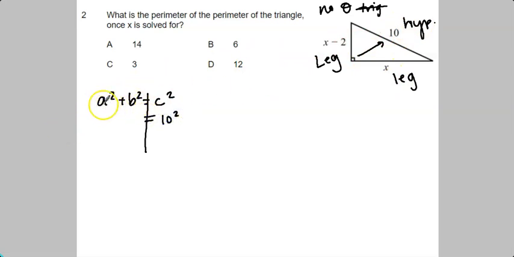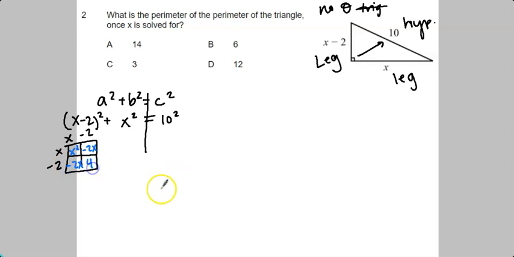Now be careful. When we go to square, we're going to need to do x minus 2 squared plus, and then this x is also going to be squared. So set this up, x minus 2, x minus 2. So we're going to do x squared minus 2x minus 2x, and then 4. So that means we're going to have x squared minus 4x plus 4 plus x squared is equal to, and 10 squared is going to be 100.